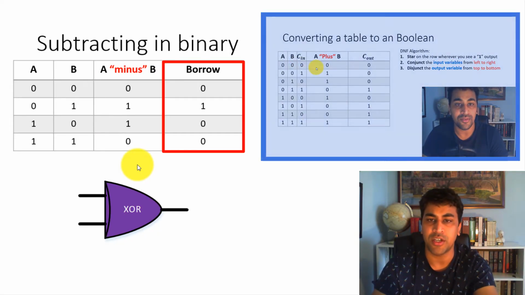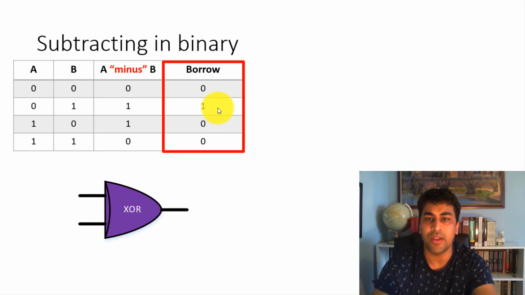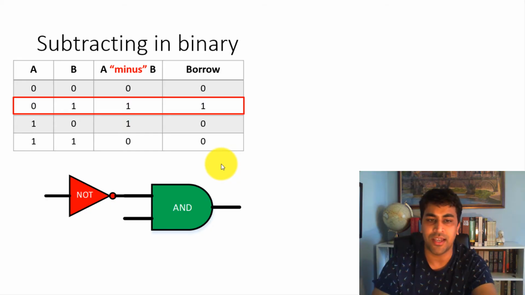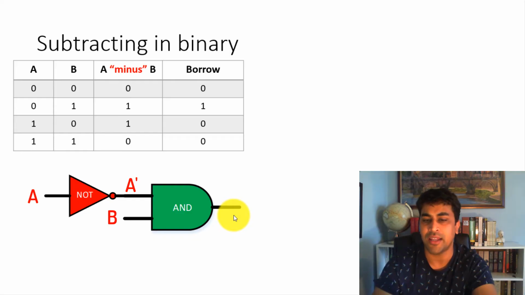Well, using the disjunctive normal form algorithm in lesson 2, we can deduce that the borrow will be true when A is off and B is on. So, all we need to do is design a circuit that, when given two inputs A and B, A first goes in a NOT gate before meeting B in the AND gate to give us A NOT and B.